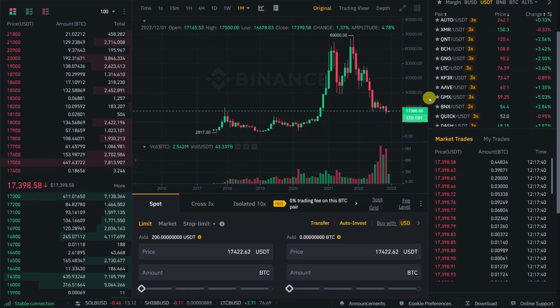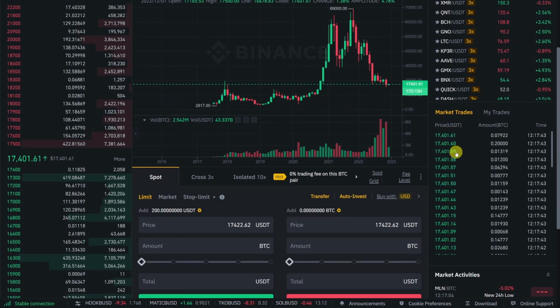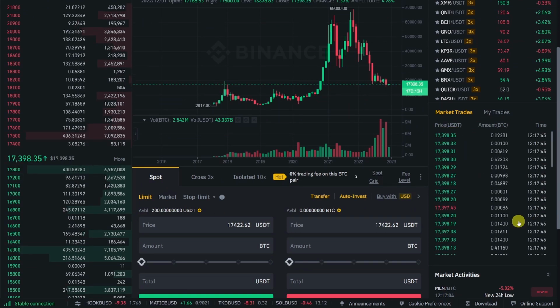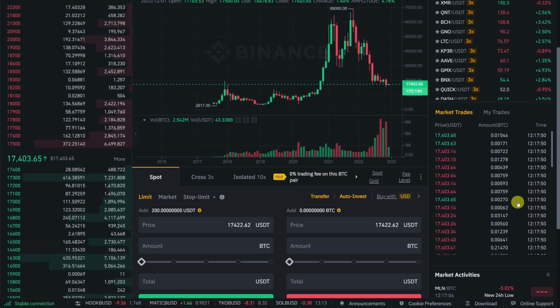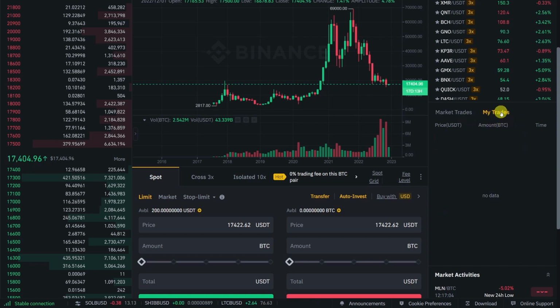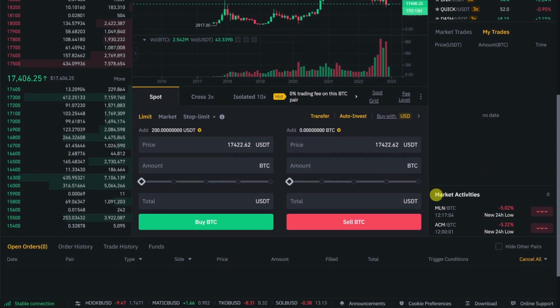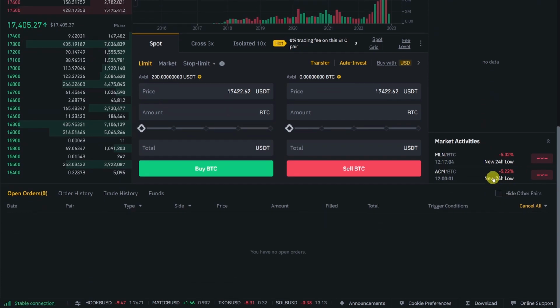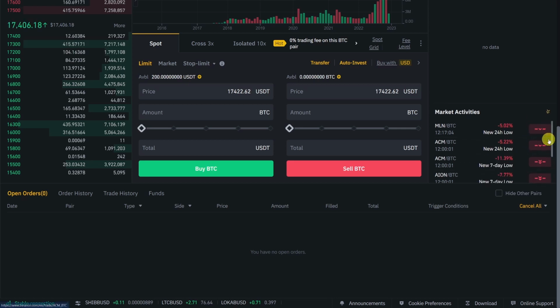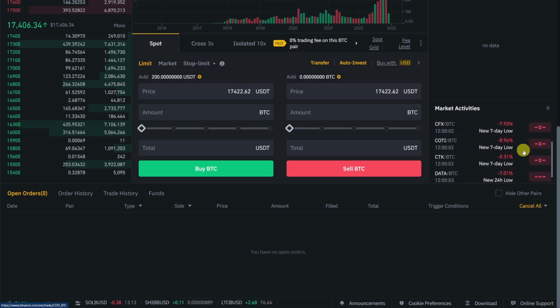Below that is a live list of trades in this market. As you can see, each second many trades are happening. Again, I don't know yet what this is useful for, but I guess it was put there for a reason. There is also a My Trades tab, and it's currently completely empty. Below that is a small section with some info on what's currently happening across different markets on Binance, such as coins hitting new highs and lows or prices sharply rising or dropping.